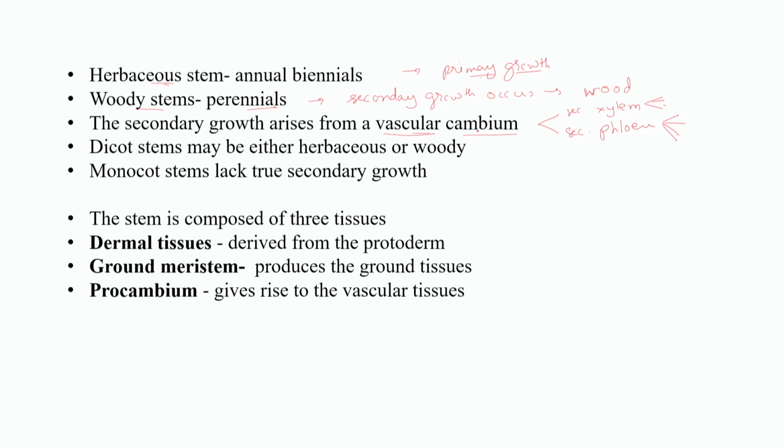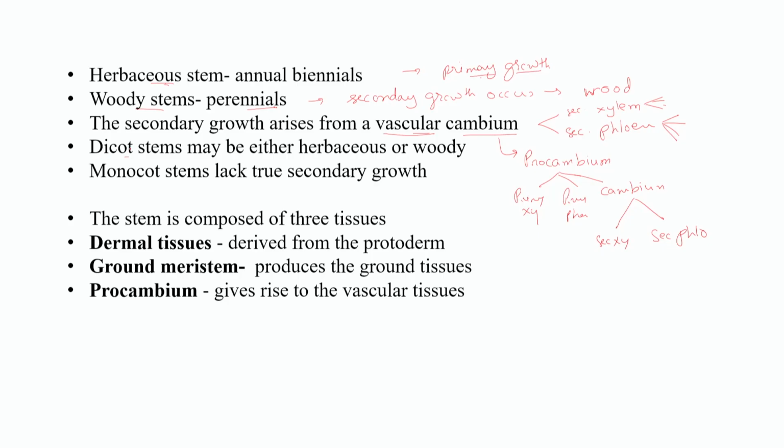Now vascular cambium, we all know that during the growth of meristematic tissues, different layers of meristematic tissue were formed, and procambium was giving rise to vascular tissue. So procambium forms vascular cambium as well as primary xylem. It forms primary xylem, primary phloem and cambium, and this cambium will give rise to secondary xylem and secondary phloem.